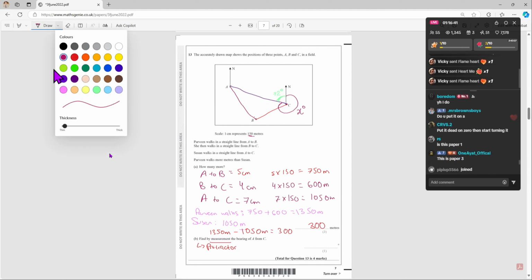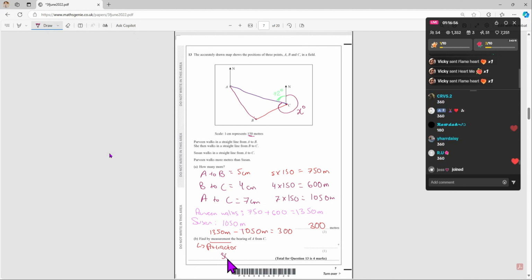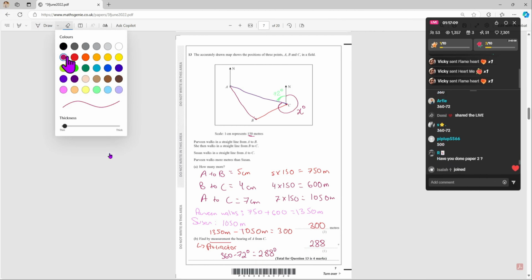And now in the chat, tell me what is the sum of the angles around a point. Angles around a point add up to what? This is paper 3, guys. So angles around a point add up to 360 degrees, correct? So we're going to do 360 minus our 72 degrees to work out our bearing of 288 degrees. That is our bearing. So well done if you got that correct.